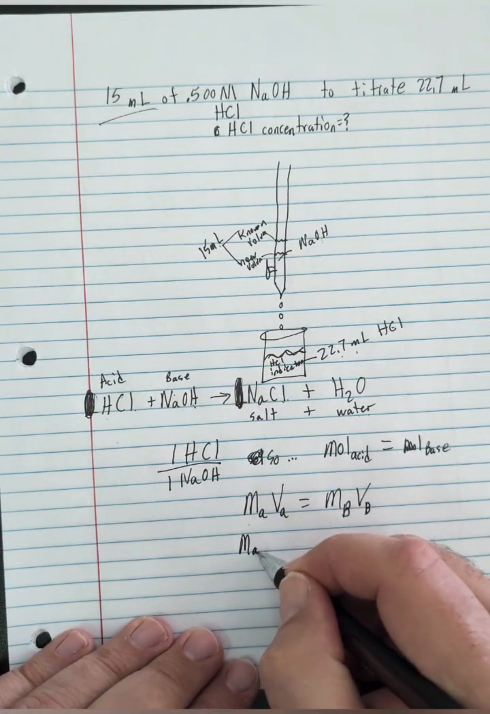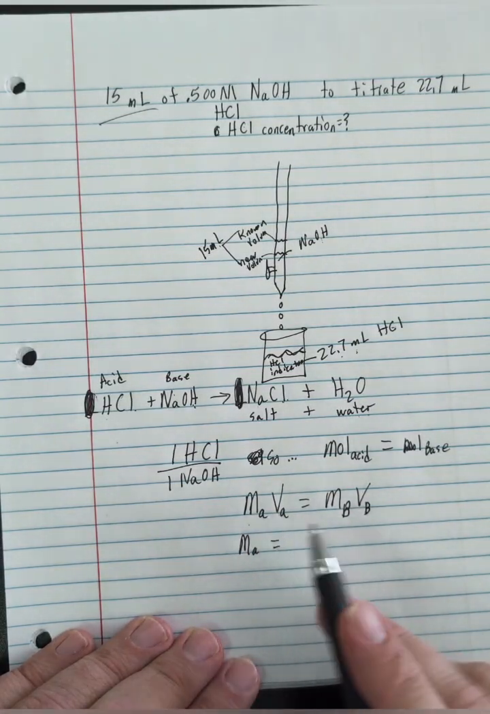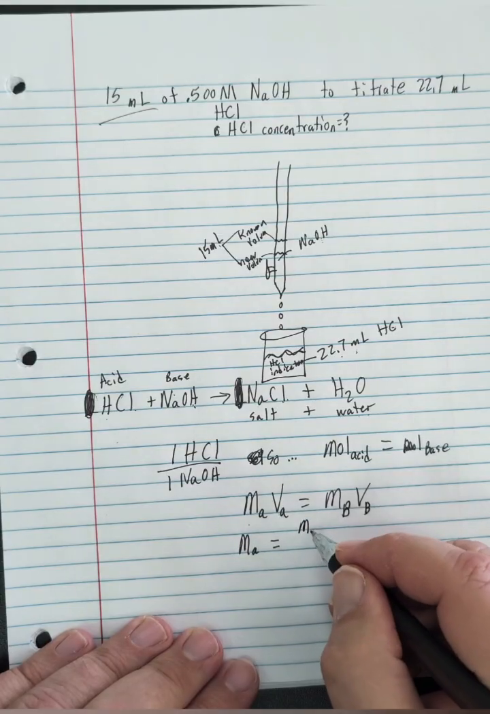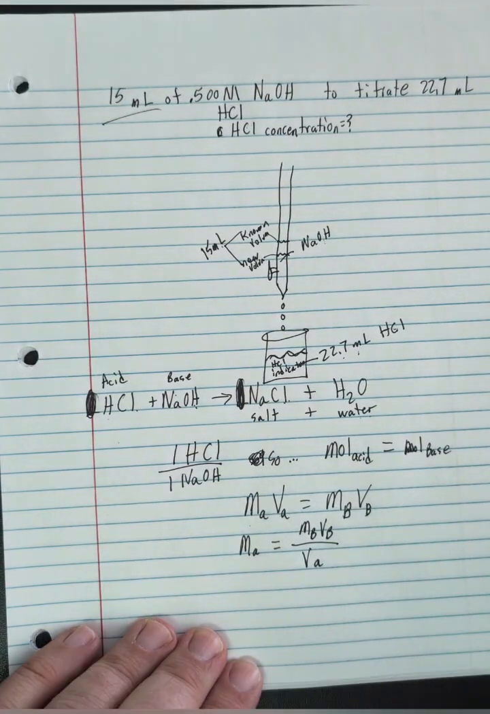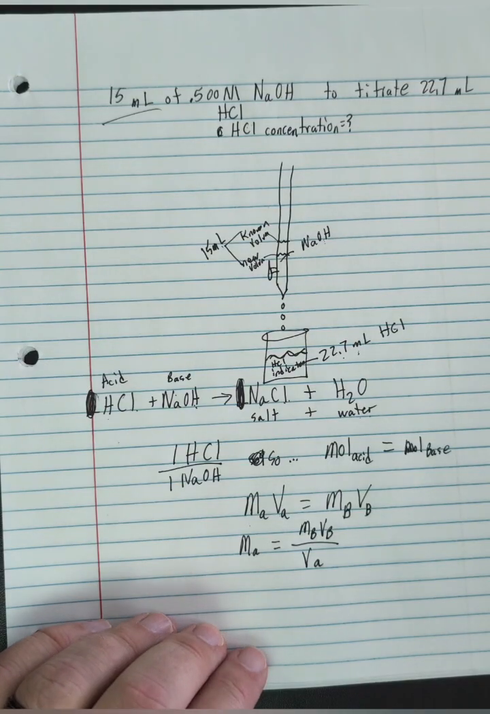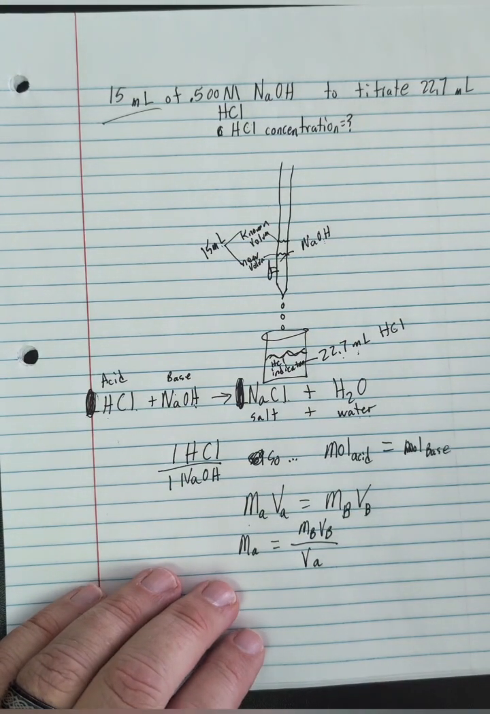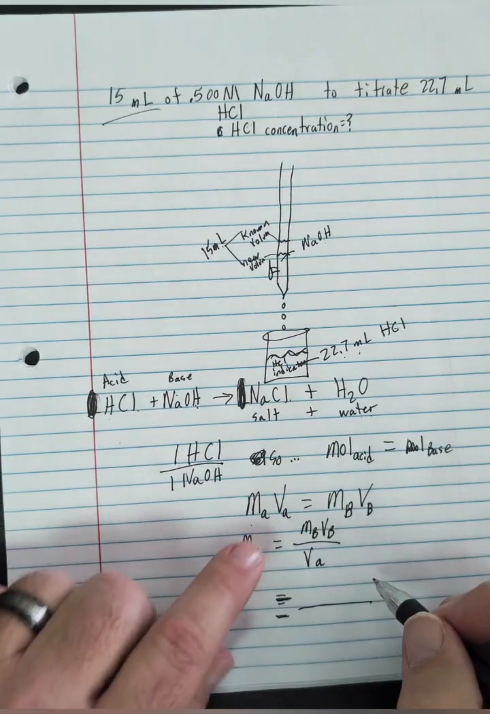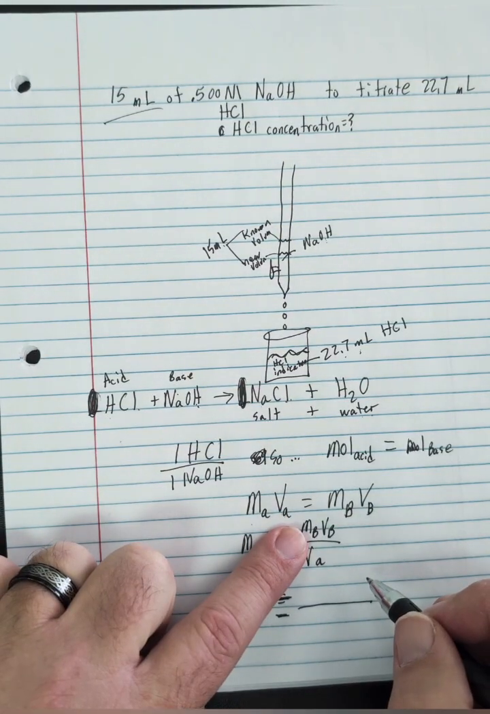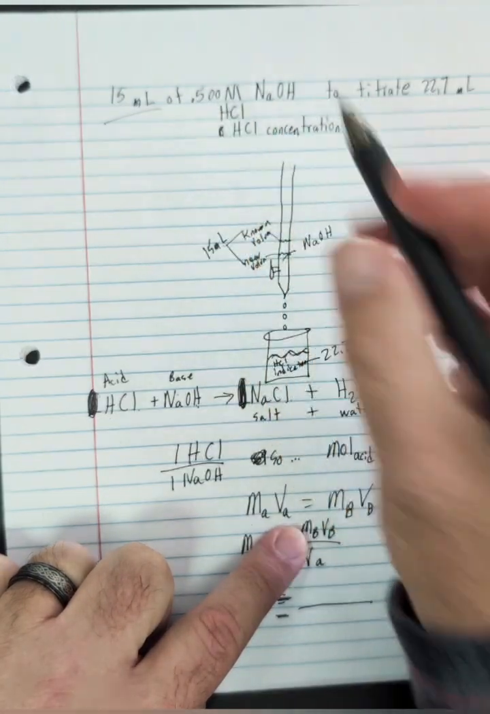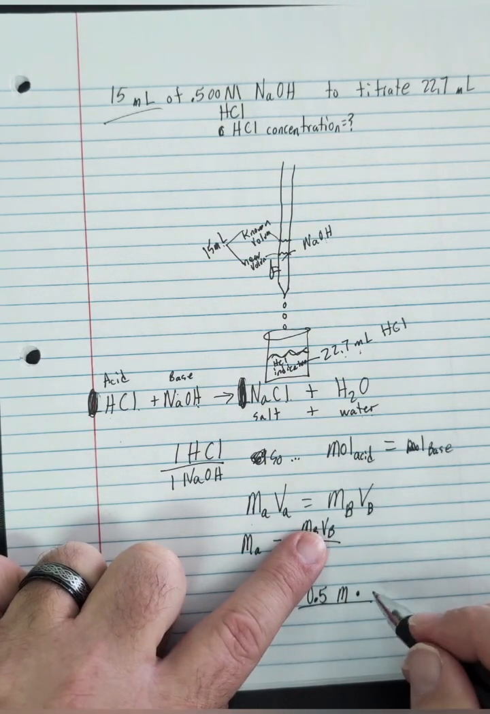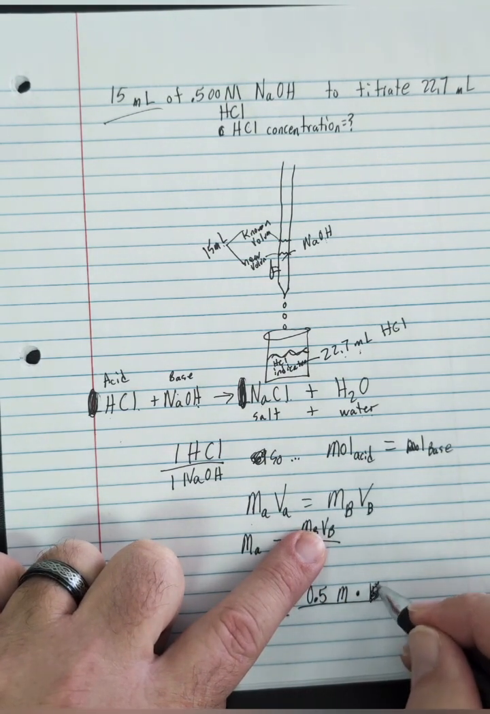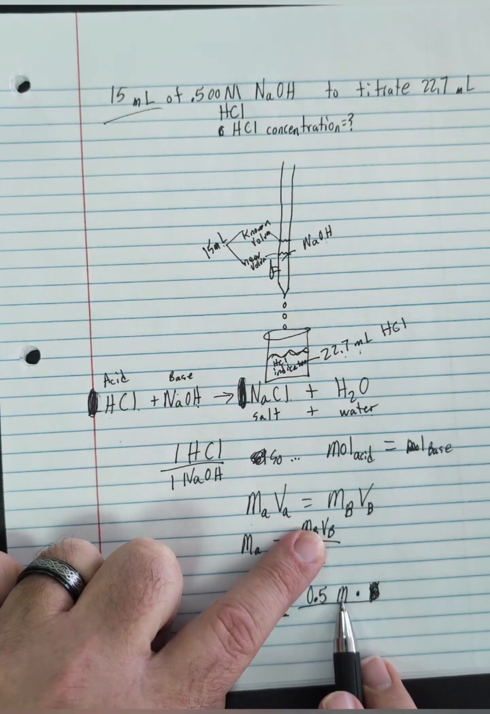So Ma is equal, we're going to divide both sides by Va. So MbVb divided by Va. Now we just have to substitute in, okay? So we know that the molarity of the base, way back here at the beginning, was 0.5 molar, all right? And then that's times the volume of the base, which was 15 milliliters. I'm going to convert that to liters, because remember, molarity is moles per liter.